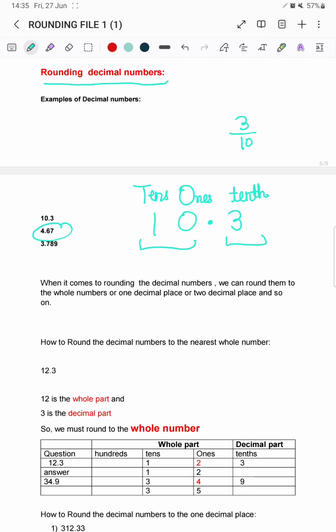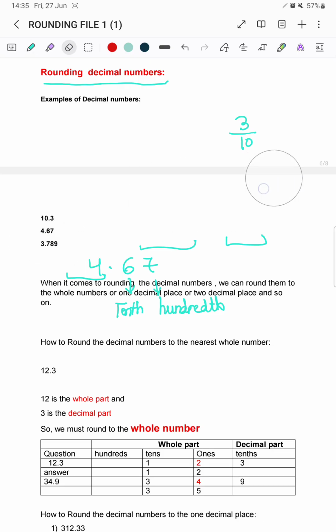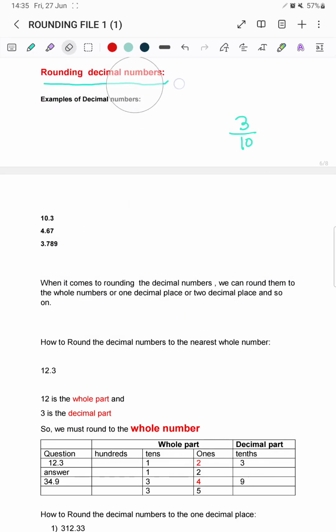In the second number, 4.67, we have two decimal digits. This 6 is at the tenths position and this 7 is at the hundredths position. We must understand this as well. And this 4 is a part of the whole number, so it is at the ones position. I think we are now prepared to understand the concept of rounding decimal numbers. Whatever basics we needed to know, we have covered.